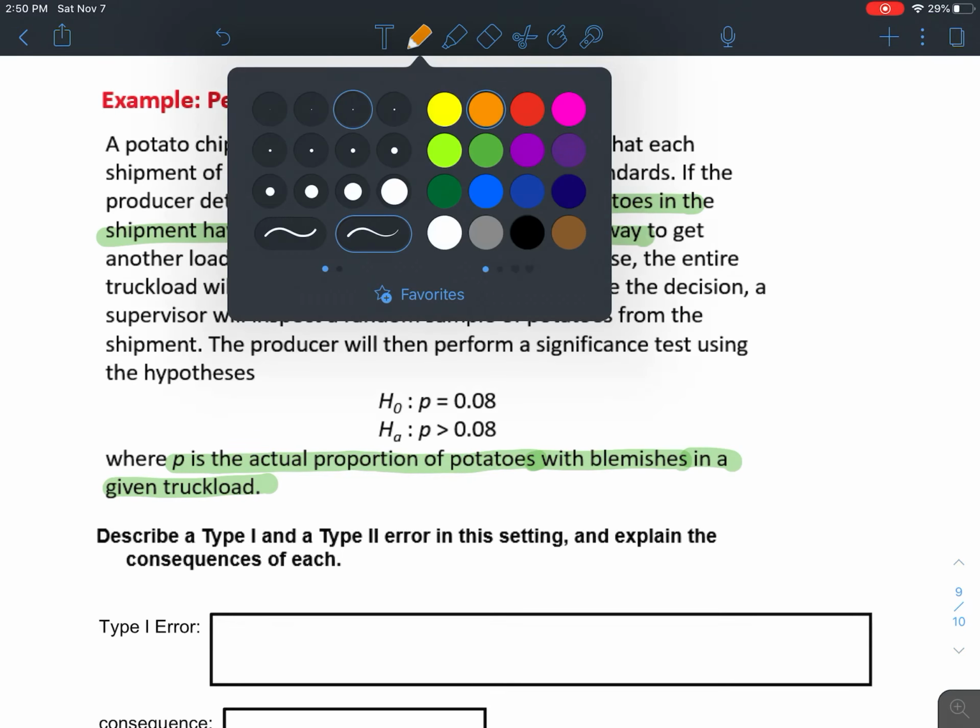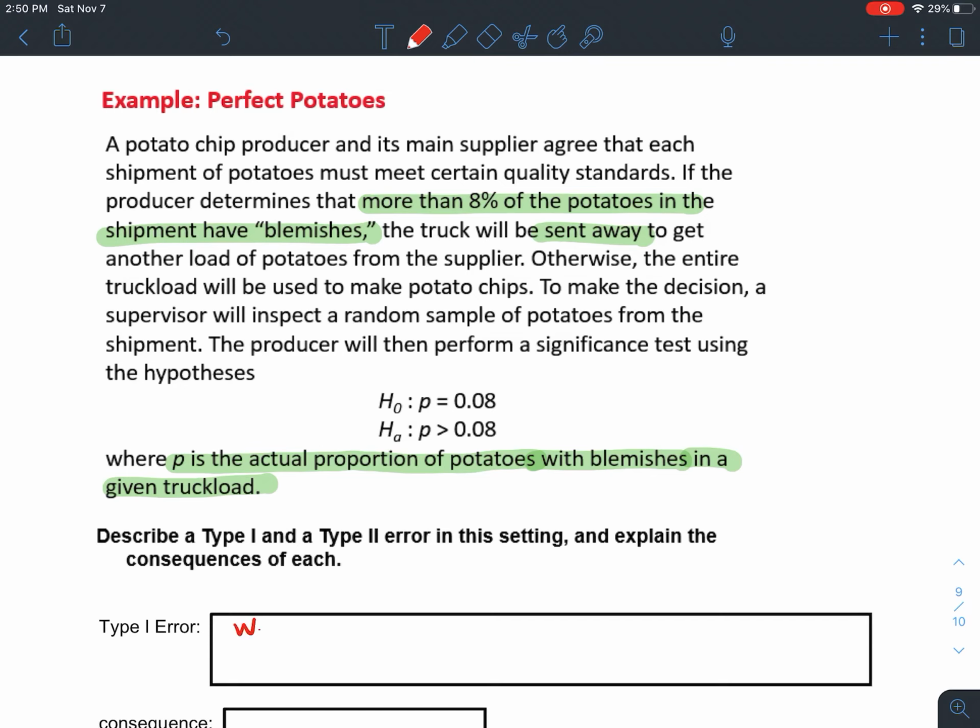All right, so we are asked to describe what a type 1 and a type 2 error would look like in this setting. So we're just going to start with, again, I like to just generically write down what a type 1 error is. That is when we reject the null hypothesis when it's actually true. Now, we want to be a little more specific in the context of this problem. If we're talking about rejecting the null hypothesis, that means we're rejecting that there's 8% with blemishes, and we would be going in favor of the alternative, which means there's actually more than 8% of the potatoes with blemishes.